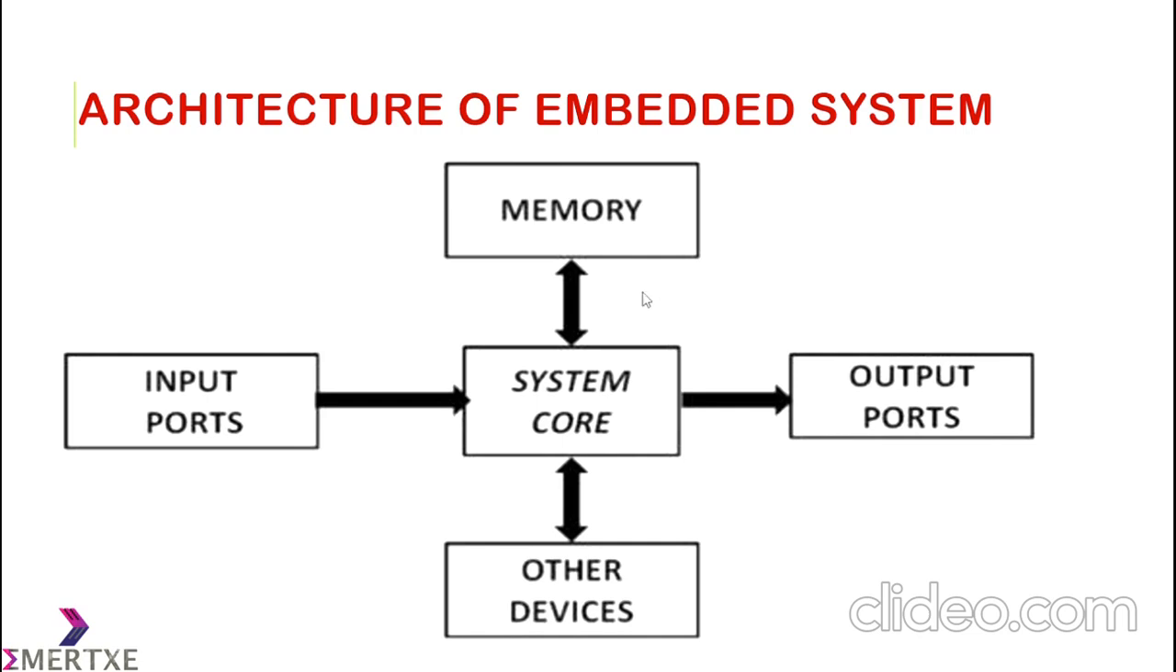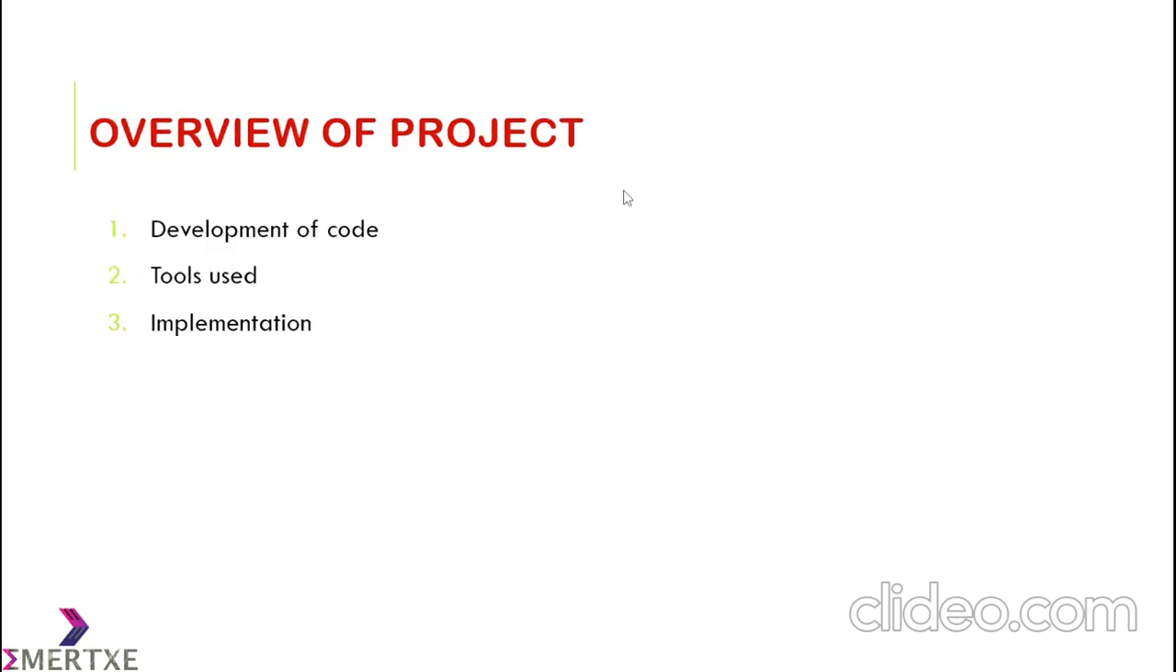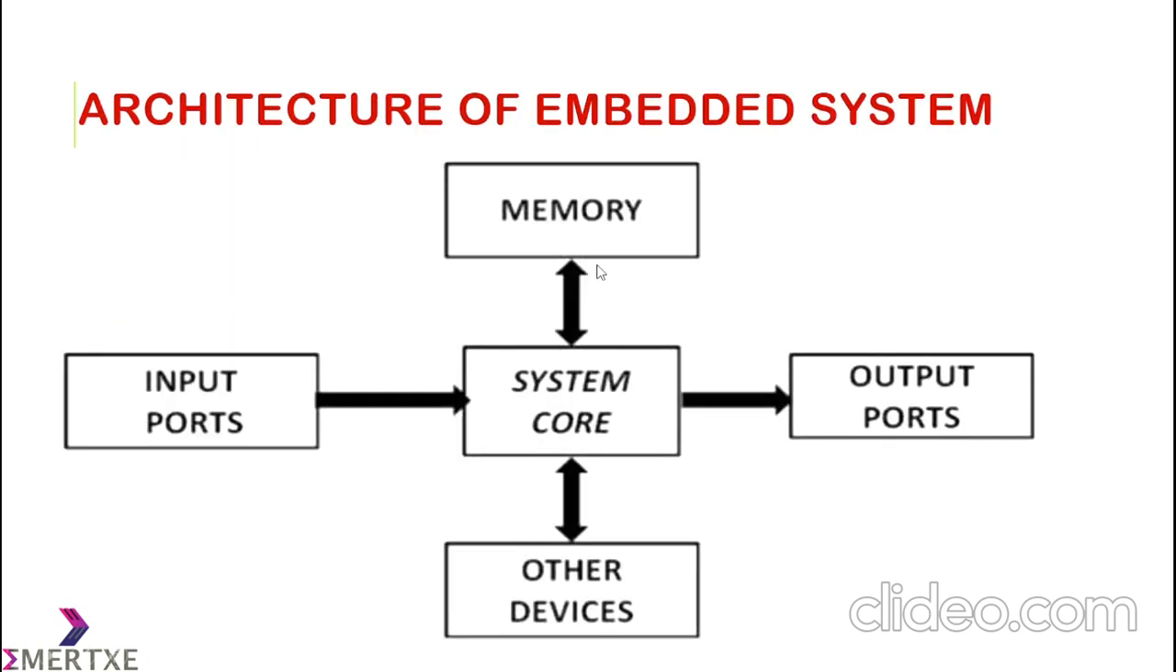And we will be having memory, which may be bidirectional in the sense we can give commands to the memory. That means we can write to the memory or we can write back from the memory to the core system. And we will be having other devices, which may be other peripherals that we can integrate with the core system so that we can communicate with them. This is about the architecture of embedded system.